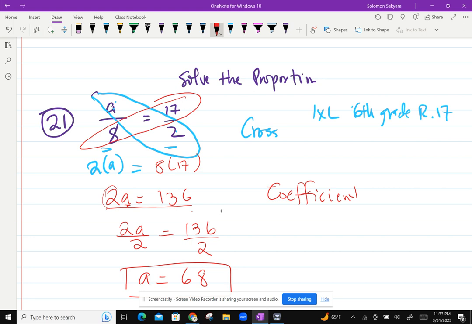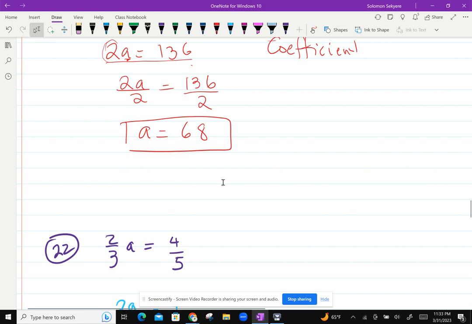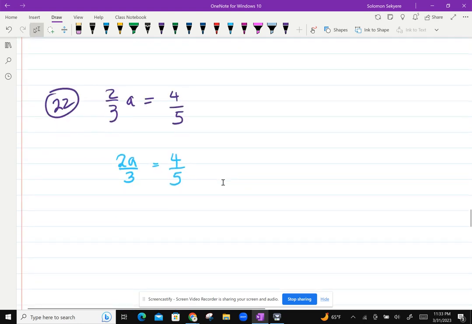So you watch the steps, cross multiply. Step 1, I did the part that contains my variable. So 2 times A I put on the left is equal to, I did this butterfly wing here, A times 17. I put it over here. I divide by my coefficient. That's my answer.